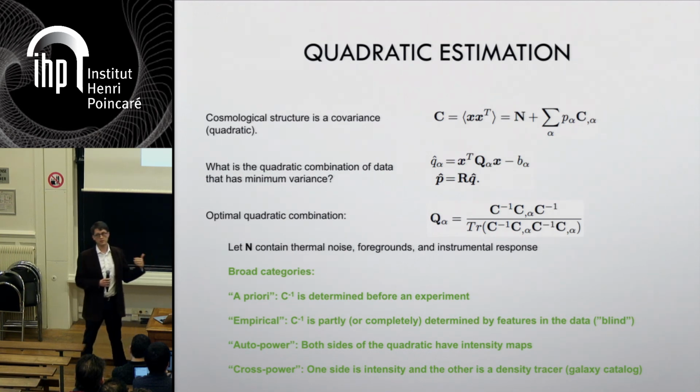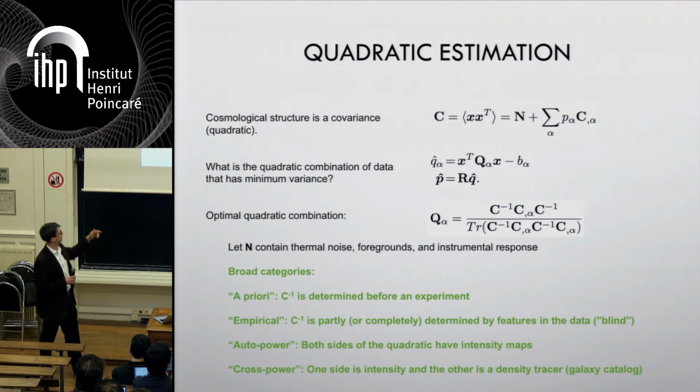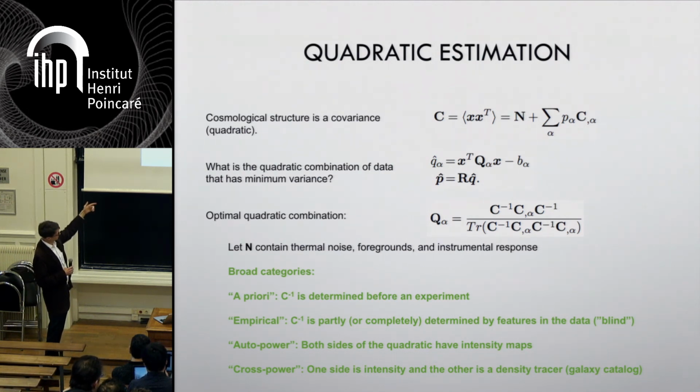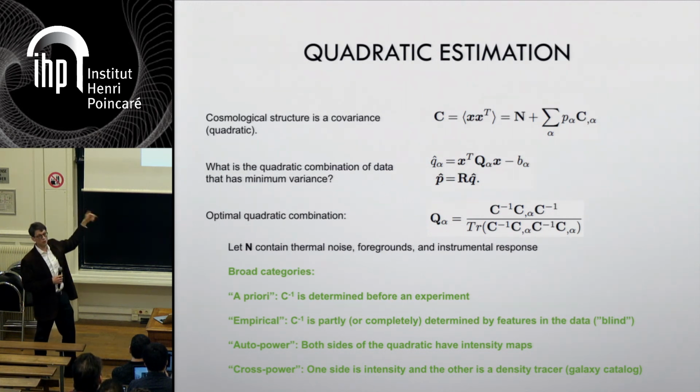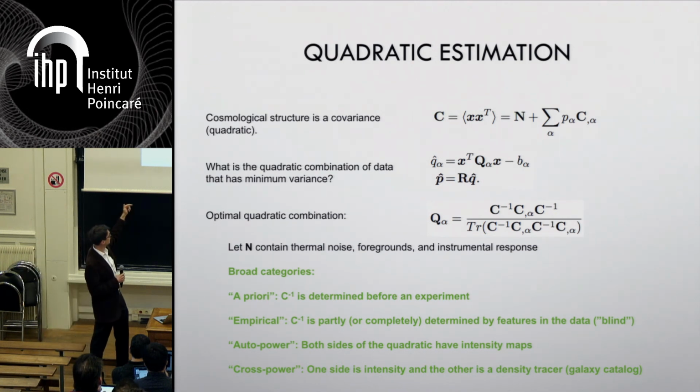So the broadest categories of analysis that the experiments are pursuing, I think, could be described by a priori, which is somehow that the covariance is known in advance of the analysis, or empirical, which is what it's sort of come to be called, but you could also call it blind, and that's that the covariance is partly determined from the data itself. The other broad class of analysis is an autopower, that is when both sides of the quadratic are intensity maps, versus a cross power when one side is intensity, the other side is a galaxy survey.